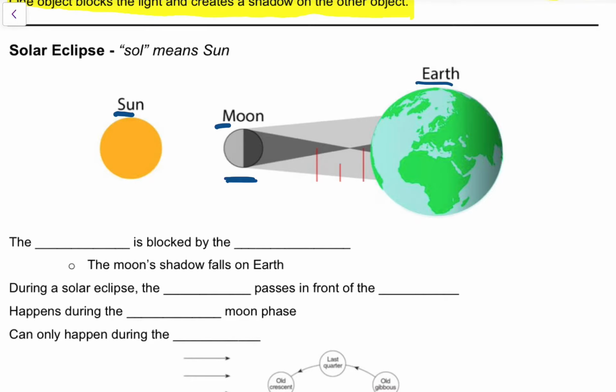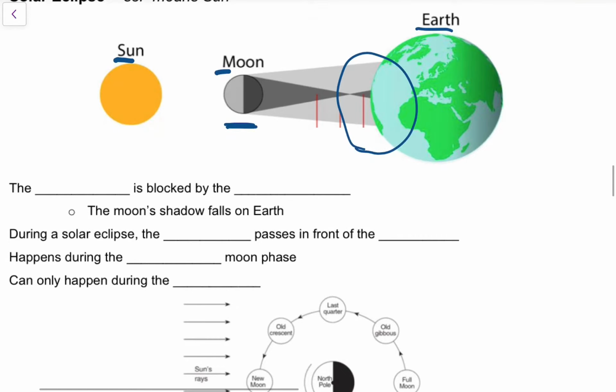And the moon has a shadow, just like you have a shadow, or a tree outside has a shadow. The moon has a shadow, and so when the moon passes in between the sun and the earth, the moon's shadow covers up a part of the earth.